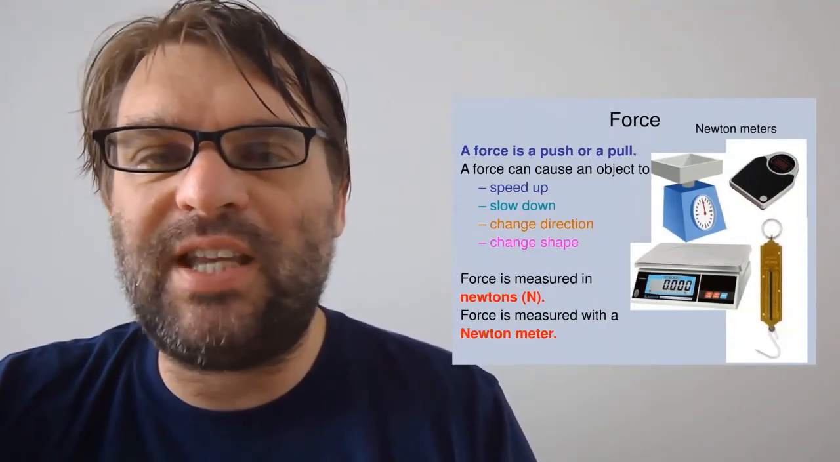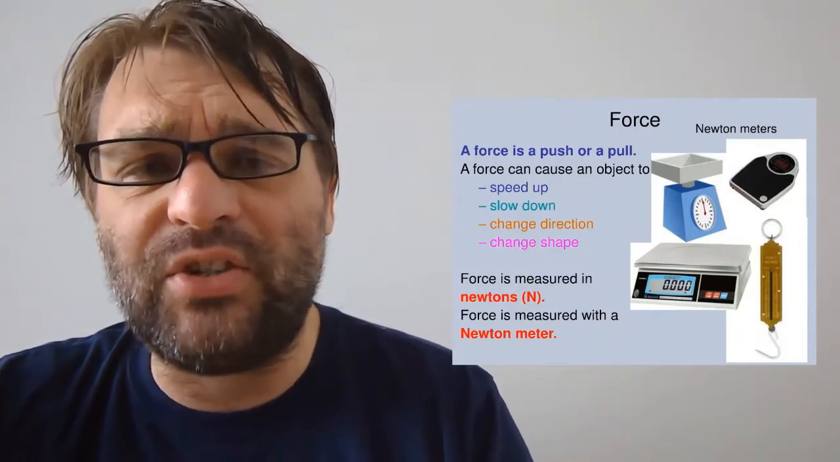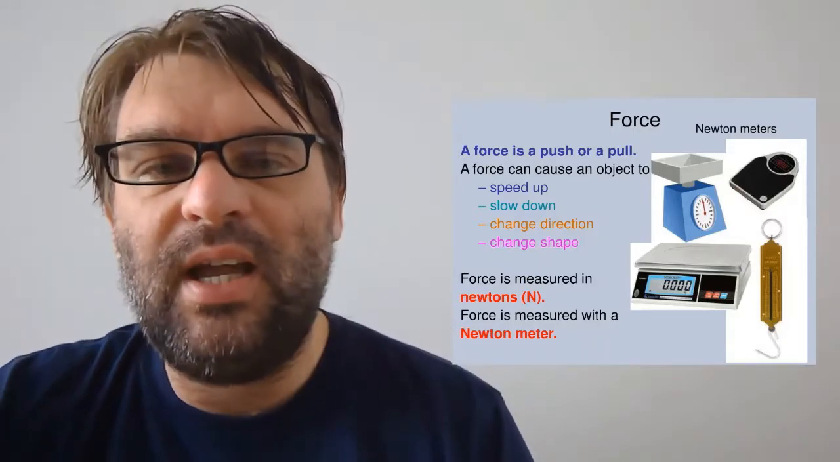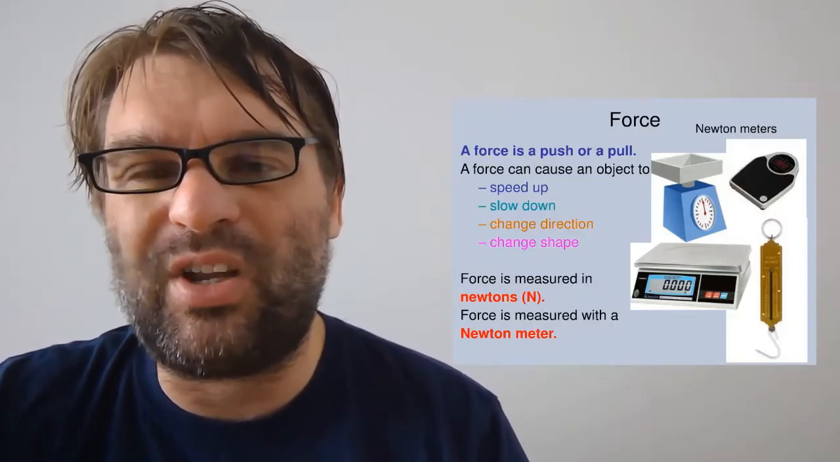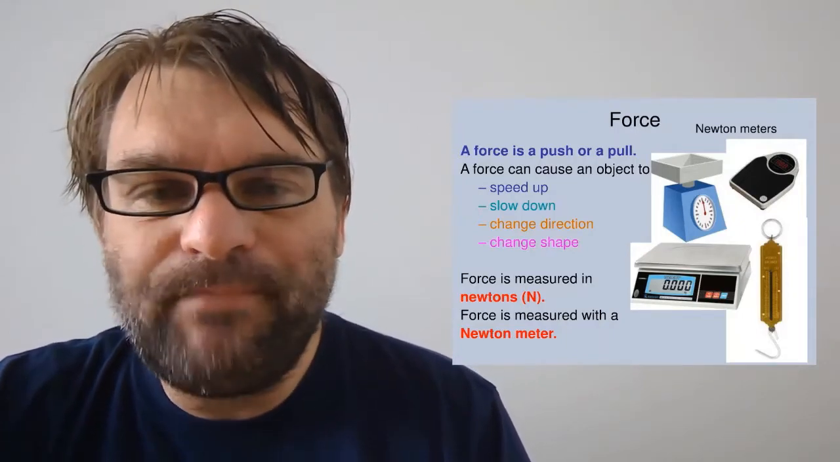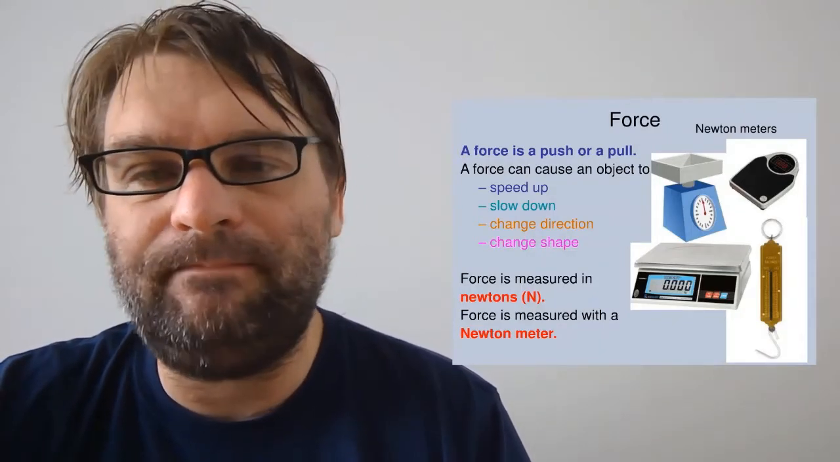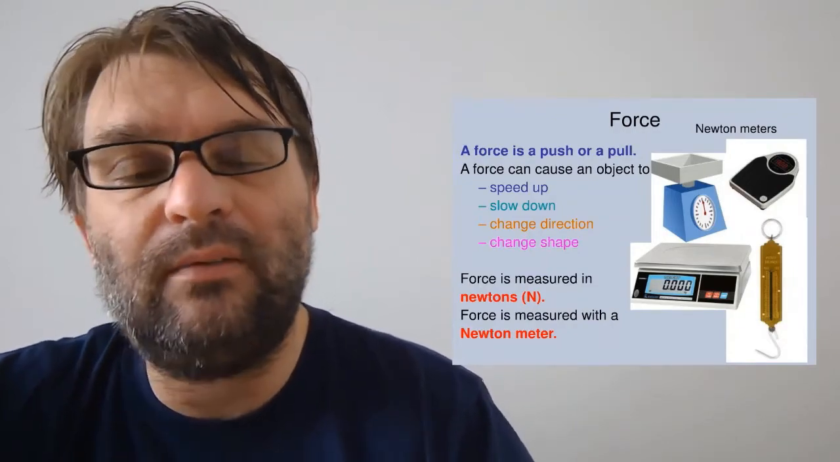So a force is essentially just a push or a pull. And a force can do four things. It can speed up an object, it can slow down an object, it can change the direction of an object, and it can change the shape of an object, like a squishy ball, for example. And the units of force are newtons, and we measure force using something called a Newton meter. Okay, and a balance, a weight balance, is an example of a Newton meter, for example.